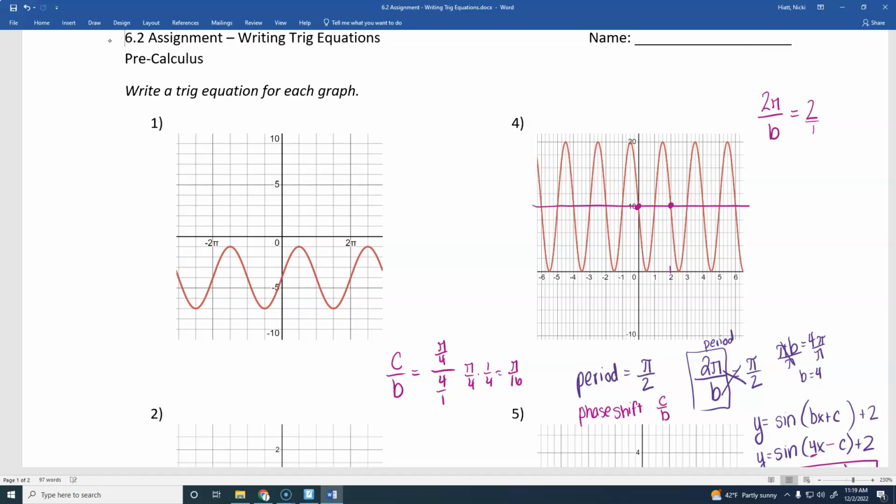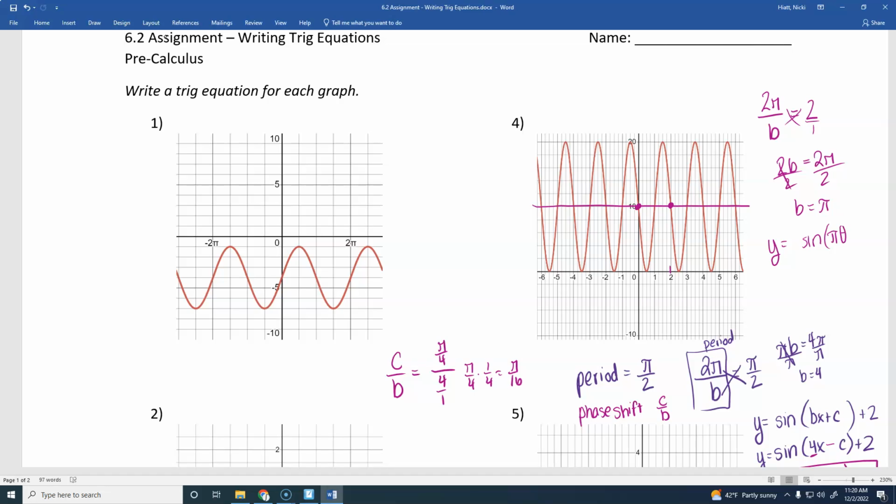Since that's not a fraction, I'm going to put it over 1. If you cross multiply, 2b equals 2 pi, so b equals 2 pi divided by 2, which is pi. Whichever one you choose to use, y equals sine or cosine, it would look like pi times theta or pi times x there.